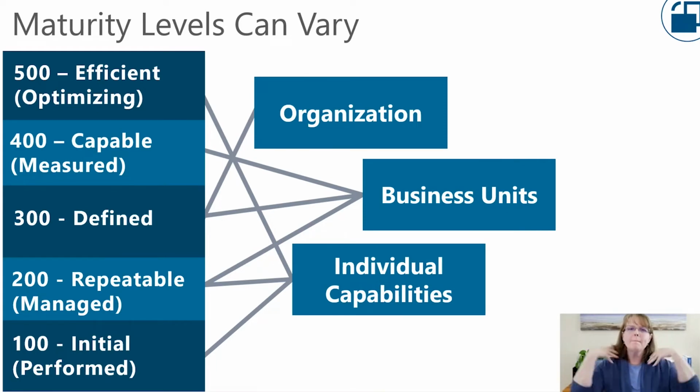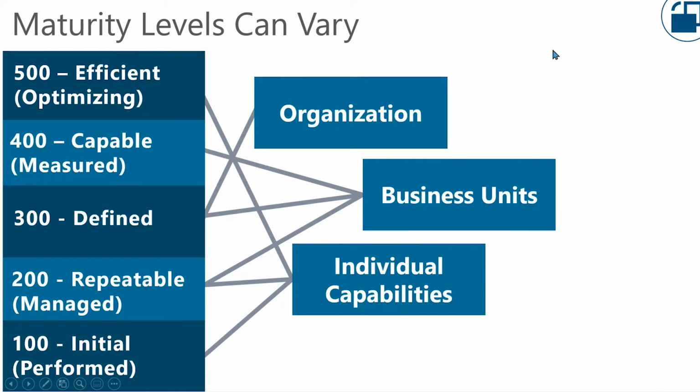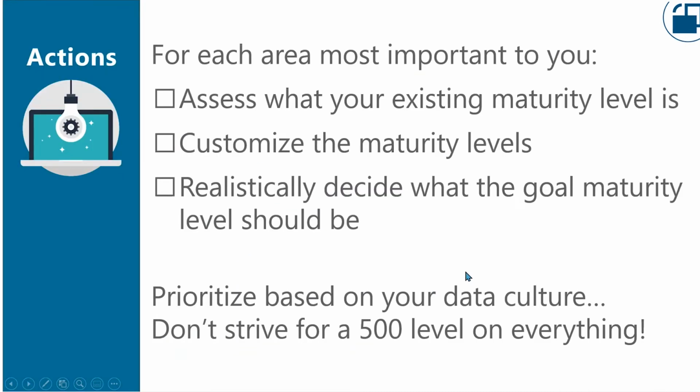So my point in all of this is that your variances in maturity levels can be really purposeful based on where you've chosen to devote your resources, or it could be just accidental because it's something you've never paid attention to before. So your action for this is really to start thinking about what your existing maturity level is.